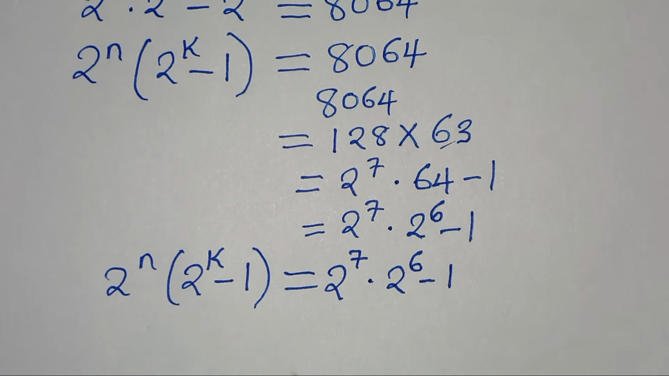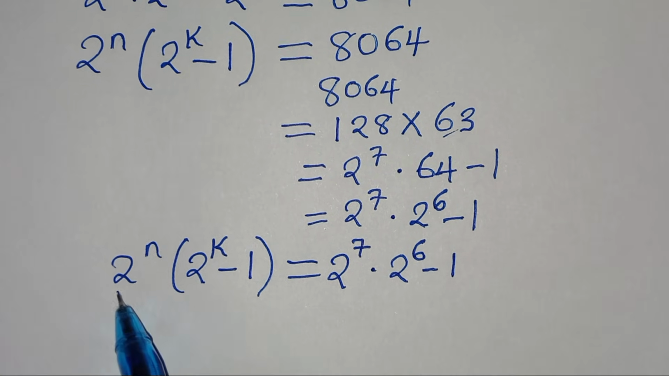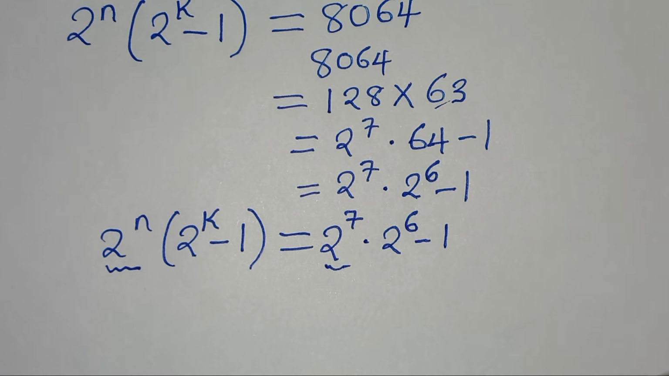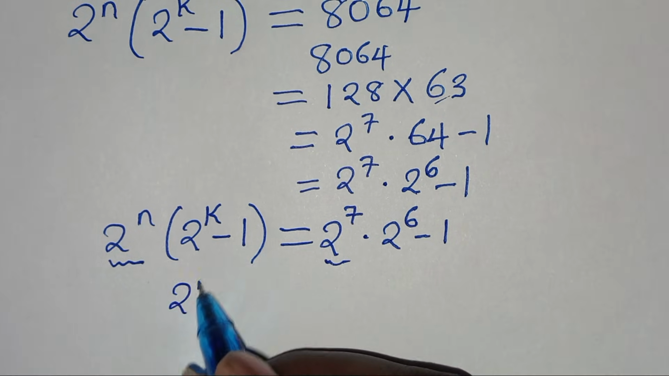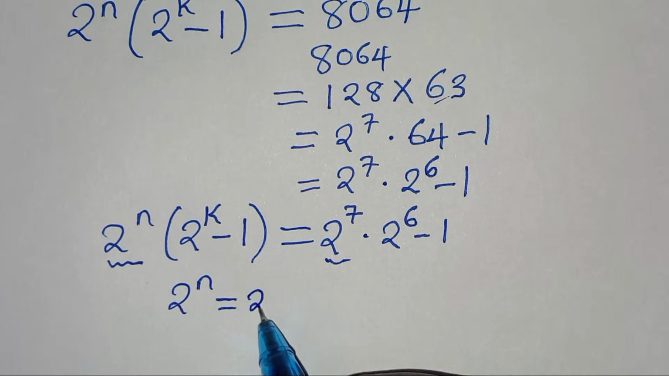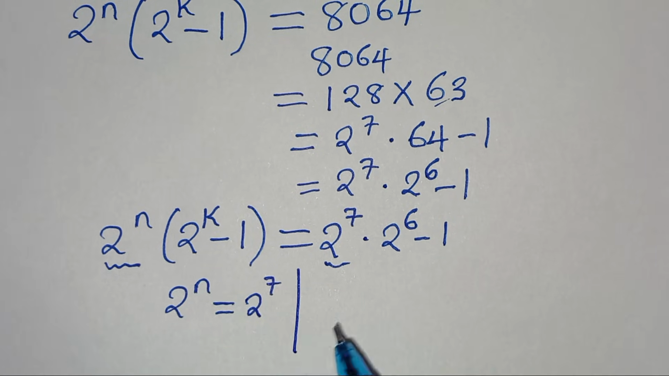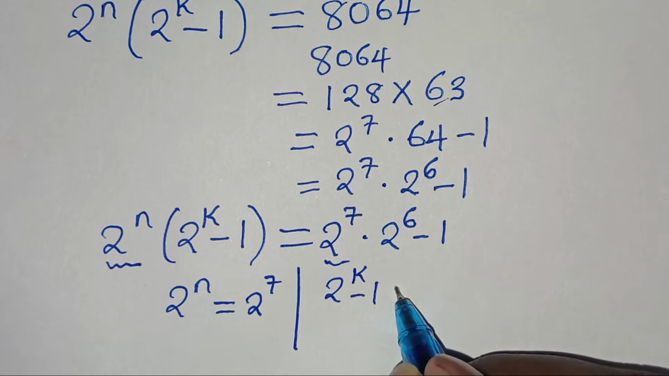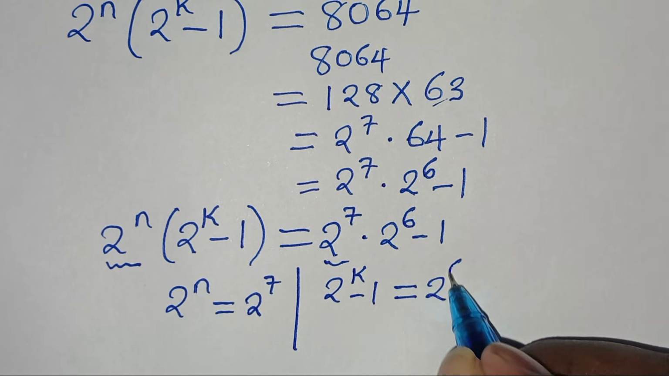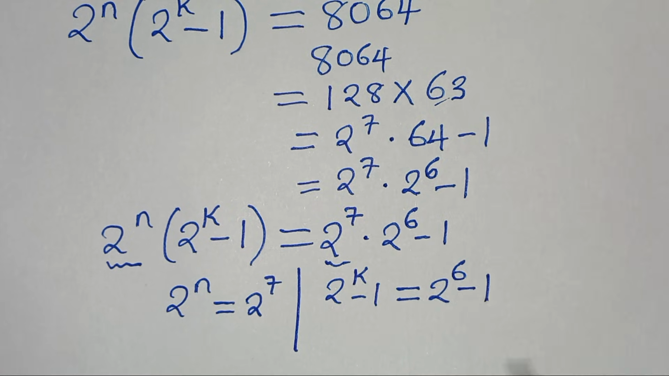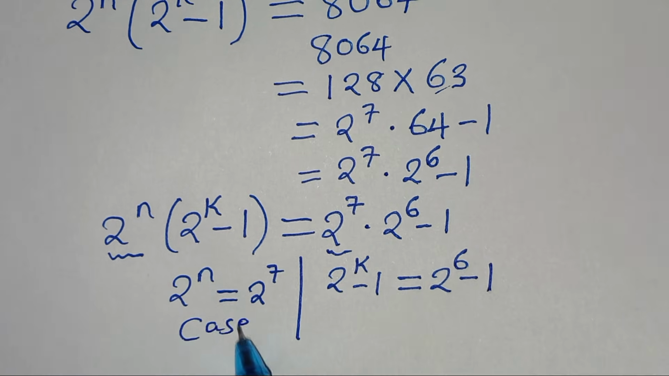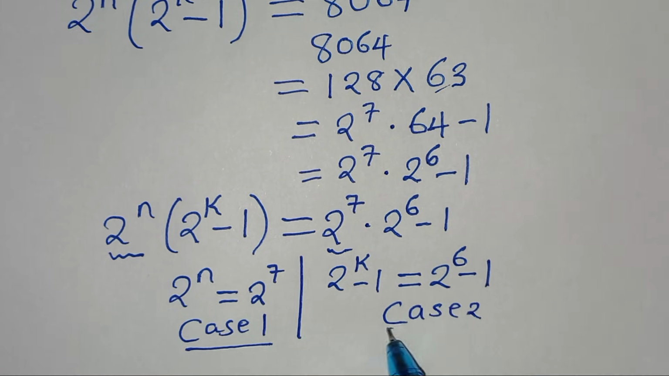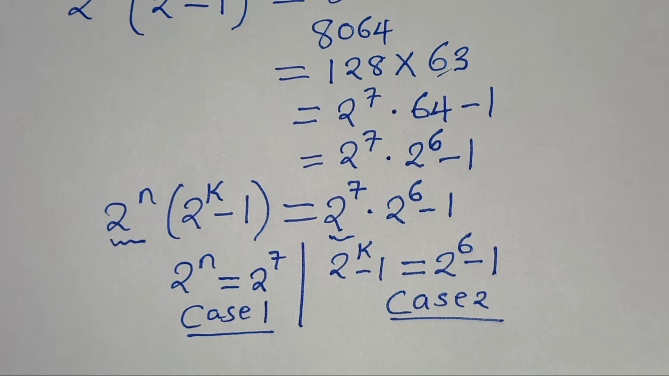Now, let's do the comparison here. Let's compare 2 to the power of n with 2 to the power of 7. So we have 2 to the power of n equal to 2 to the power of 7, and then we have 2 to the power of k subtract 1 equal to 2 to the power of 6 subtract 1. So let's call this case 1 and this case 2. Let's start with case 1 from here.